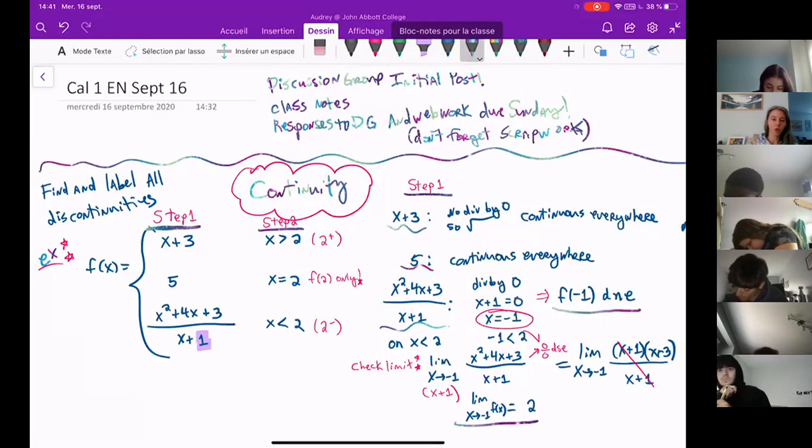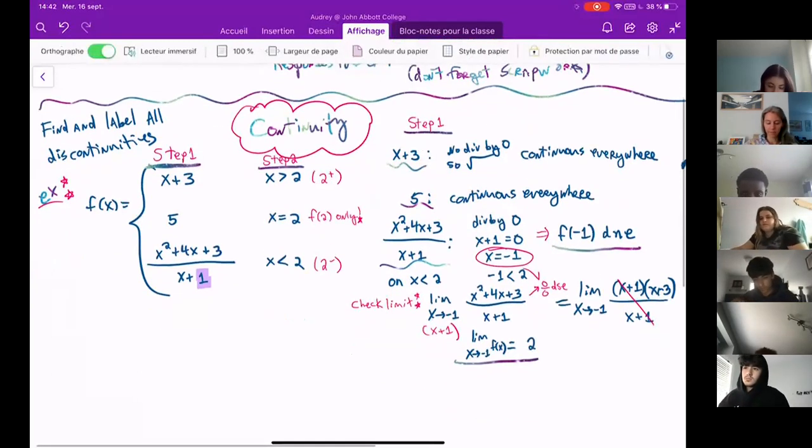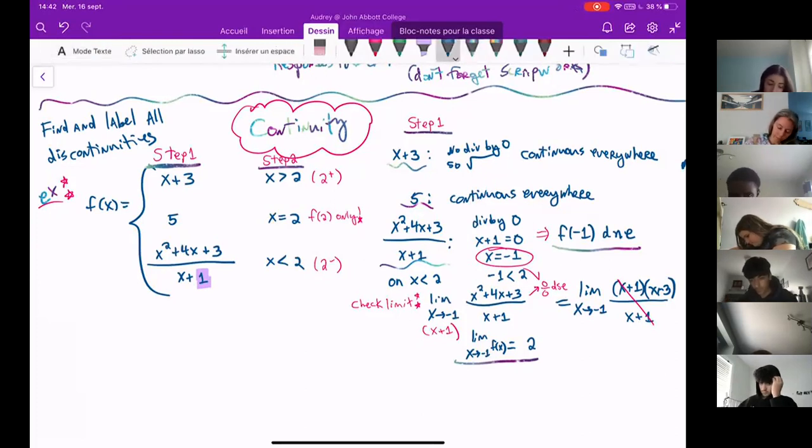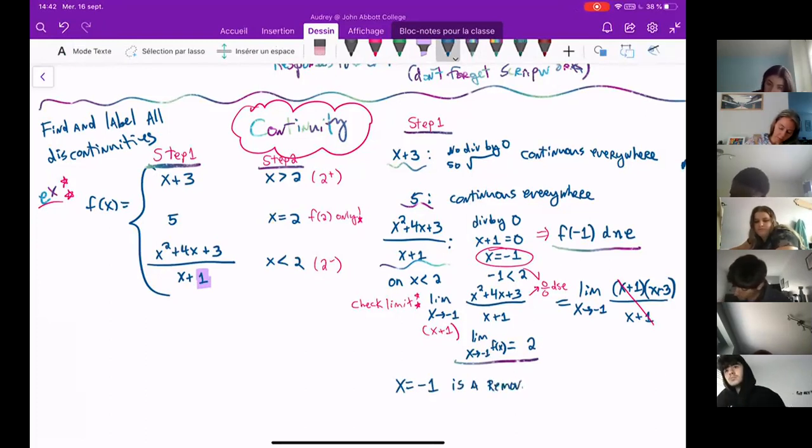But the function is not defined there. So our expectation is 2, and there is no reality. What kind of discontinuity does this mean I have? We have this expectation of 2. Imagine what that looks like in your heads, but there is no reality. Good job, Marino. That means it's removable. I'm going into 2 on the left and right sides, but I never get there. I have that hole instead. So x equals 2, I'm sorry, x equals -1 is a removable discontinuity.